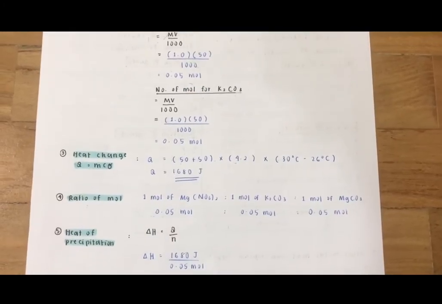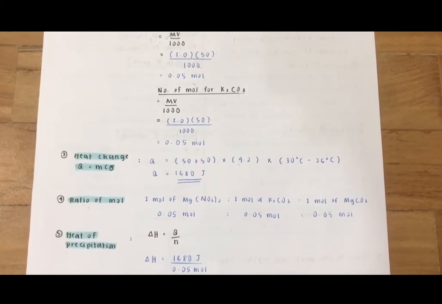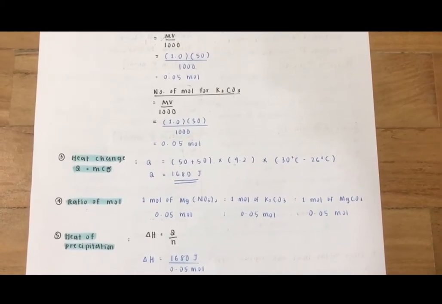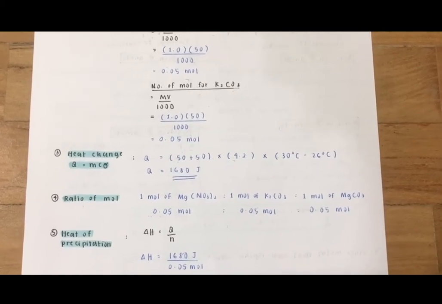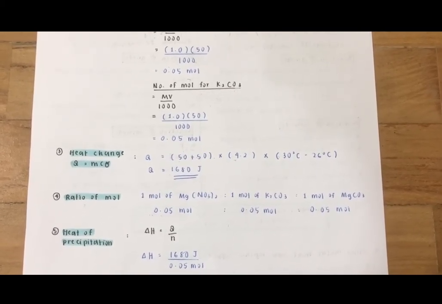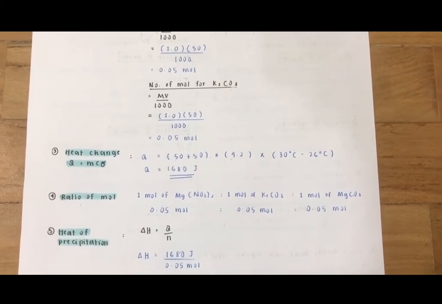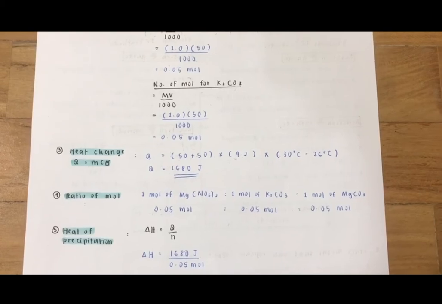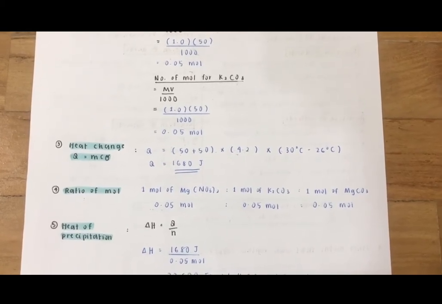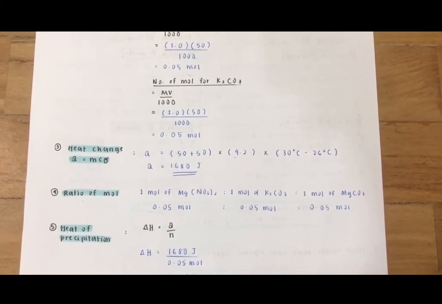The third step is to calculate the heat change by using the formula Q equals mc theta. So m is 50 plus 50, times 4.2 which is the specific heat capacity, and 30 degrees C minus 26 degrees C is the change in temperature. So we got the heat change is 1680 joule.